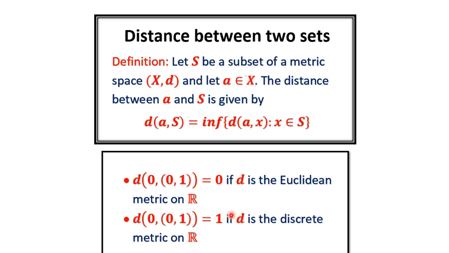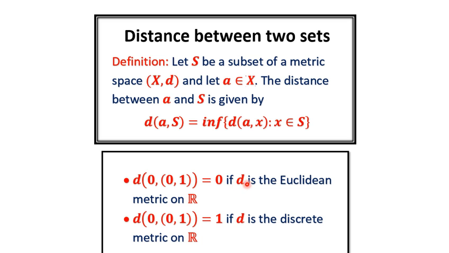So please take note that if you talk about the distance from a point to a set, you must always ask whoever is asking you that question, what is the metric on the space? So you cannot talk about distance between a point and a set without referring to a particular type of metric.